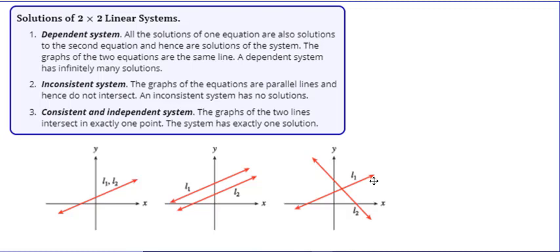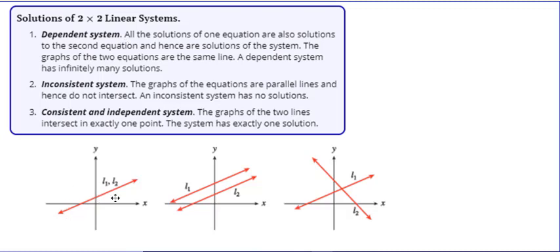The system of two equations, we're going to graph them. We're not going to solve them algebraically by substitution or elimination. We're going to graph them, and that's going to tell us what we have. Now, if it's a dependent system, then all the solutions of one equation are also solutions of the second, meaning that they are the same line.